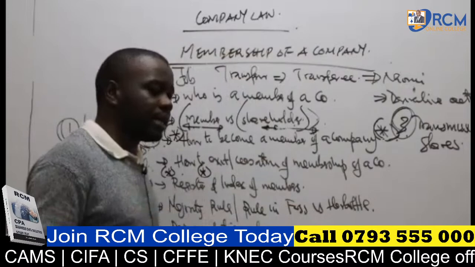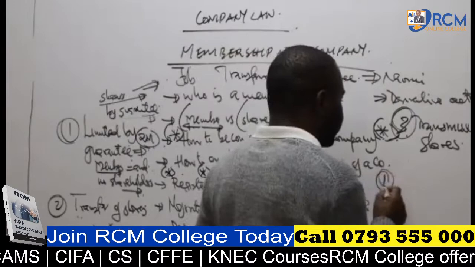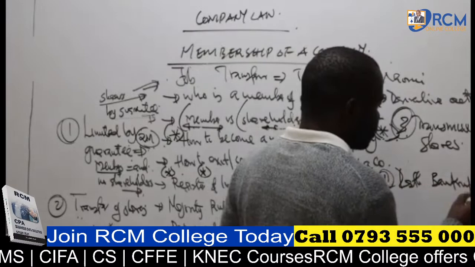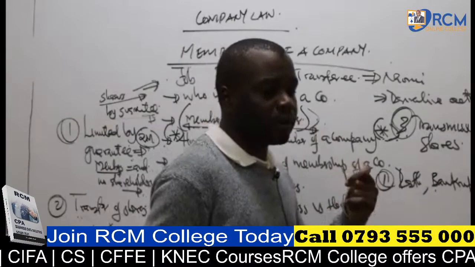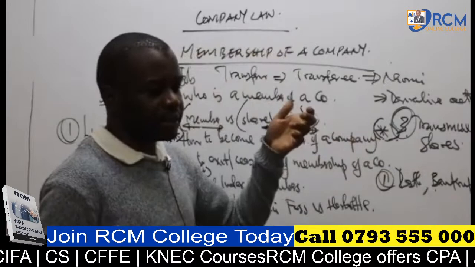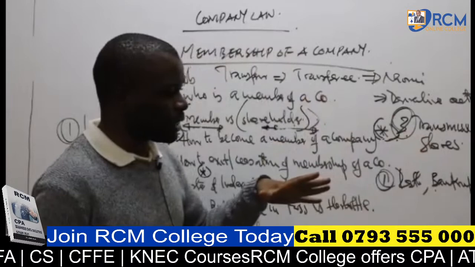So that is in case of death. Then bankruptcy. Bankruptcy is where a person has been declared bankrupt. He is not able to meet his obligations or pay his liabilities. So he has failed to pay his debts, and creditors take him to court, and therefore he is declared bankrupt. The shares or any assets are taken over by a receiver who will manage those assets and pay his liabilities on his behalf.